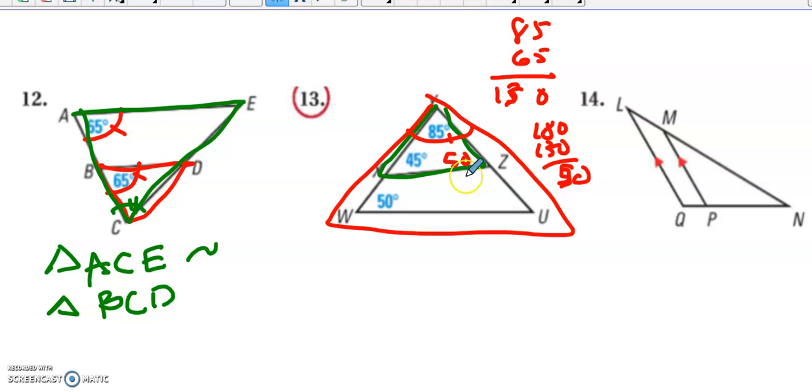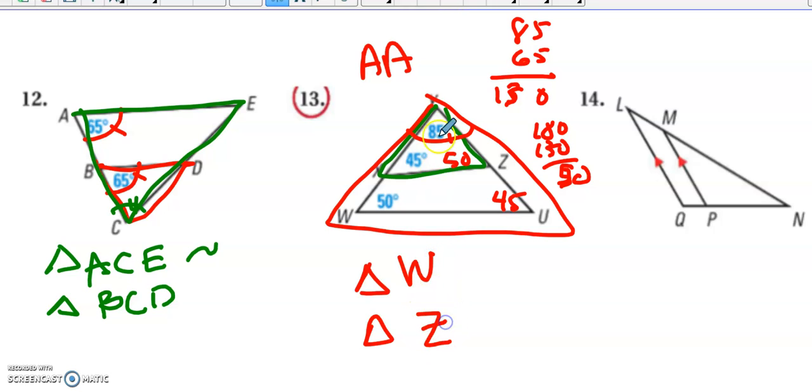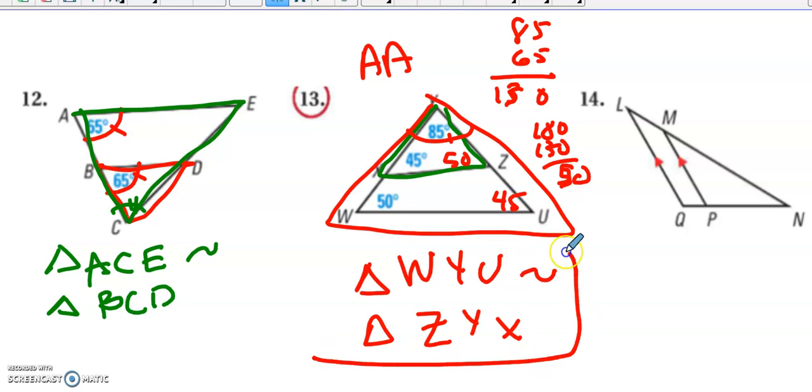Boom, I think we do have angle, angle. It just looks like it's twisted, and then this one must be 45. If we take 50 plus 85, subtract from 180, you get 45. So these two are similar by angle, angle. And let's just match them up. The 50 goes to the 50, so the W goes to the Z, and they both have 85, so Y goes to Y, and the 45, which is X, is going to go to the 45, which is U, and we say that they're similar.